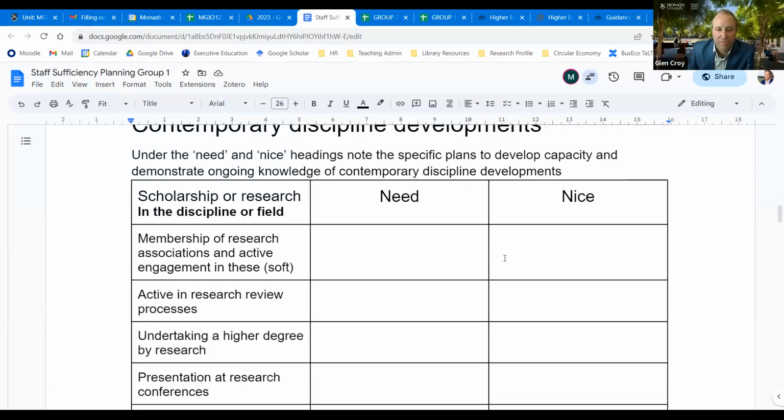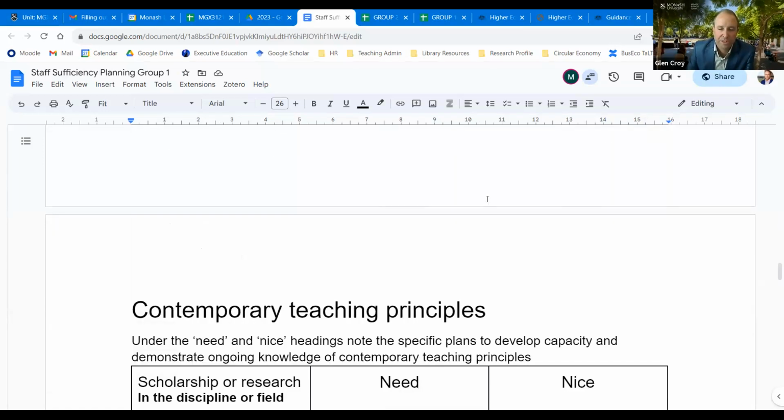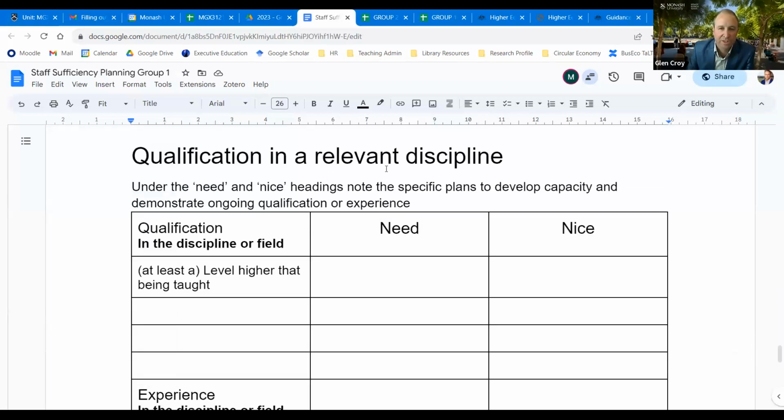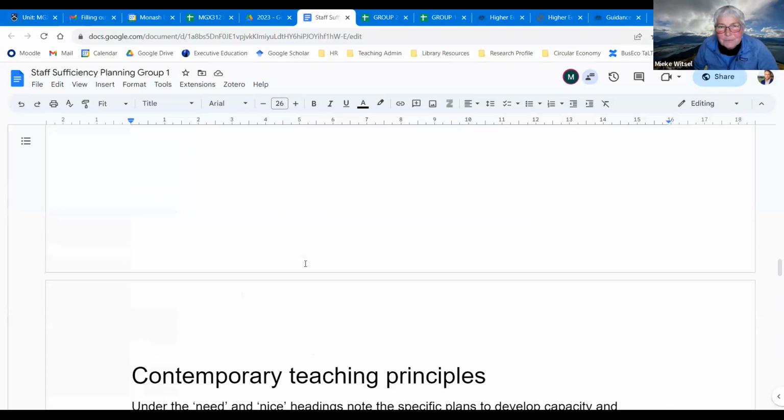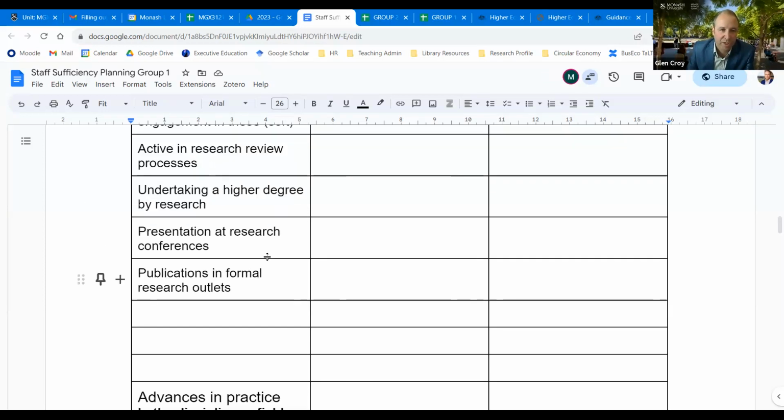So what we're looking to do is for each of these three headings: contemporary discipline developments, contemporary teaching principles, and qualification in a relevant discipline, is to identify what, importantly, the plan would be for the needed demonstration, and if there's something that's nice to have, what the plan might be for the institution to do that. So, for example, if you're looking at presentation of research at conferences, and you identify that that's nice to have, then what would be the plan for the institution? And that might be, for example, providing financial support for people to attend conferences.